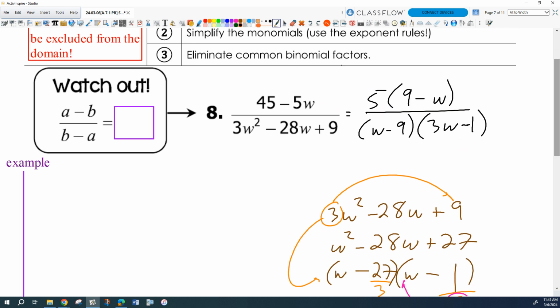Now let's investigate this, because whatever works here is going to work in any case where we have something like this. Something that takes the form a minus b over b minus a, where I've got one difference on the top, and I've got the flip of that on the bottom. Whenever that happens, there's going to be an easy solution. Let's figure out what it is.